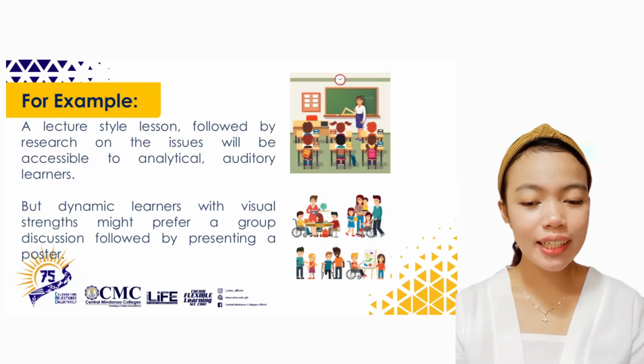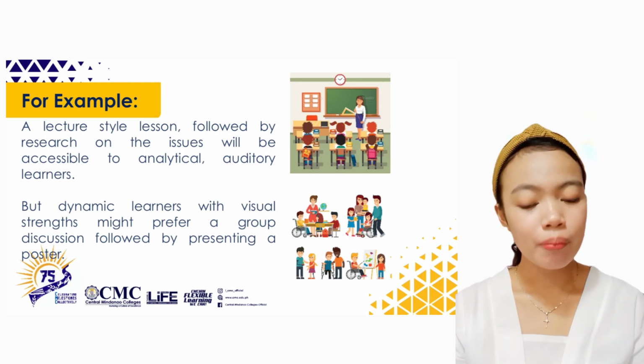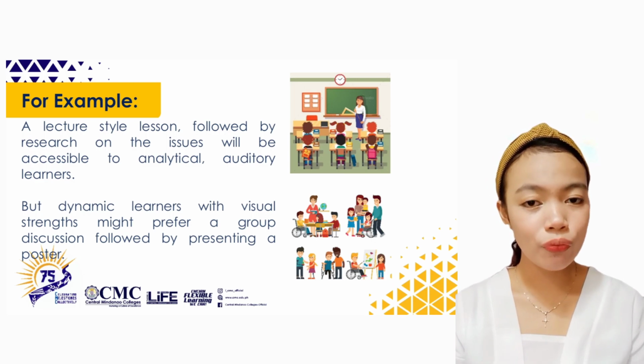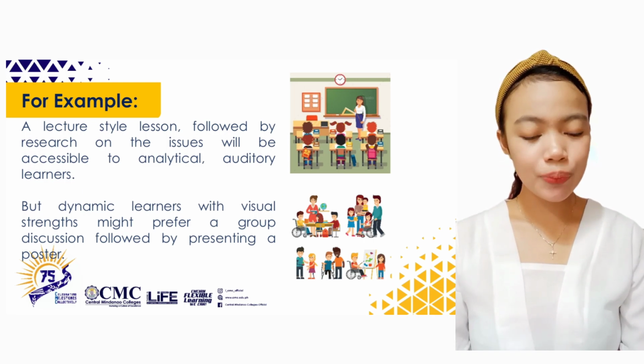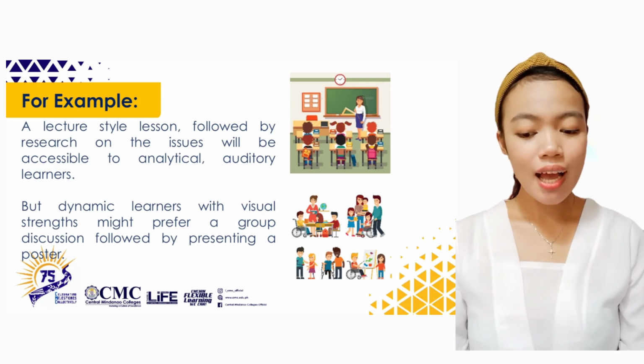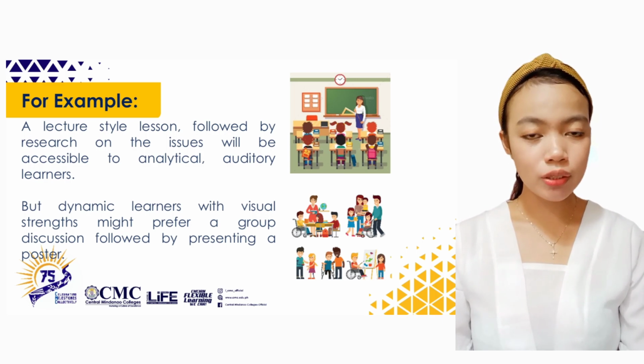Now, let's take a look at an example. A lecture-style lesson followed by research on the issues will be accessible to analytical auditory learners. But dynamic learners with visual strength might prefer a group discussion followed by presenting a poster. They are less likely to be engaged in other styles and may not process the information to the same level.